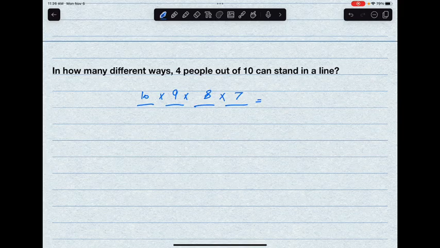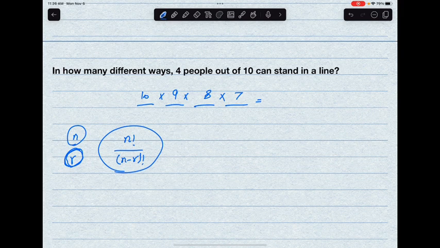But what is the formula for that? When we have n objects and we are going to put r of them, r out of n, in a line, okay, when we have an order, we're going to make a word or a number. So when there's an order and we have n objects and we are going to use r of them in places, what is the answer? It's going to be n factorial divided by n minus r factorial. So that's the formula, and it can be used for this question.